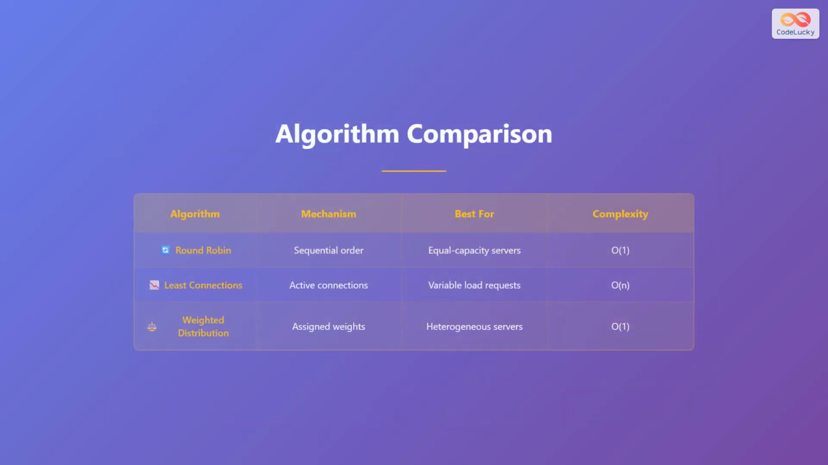Let's compare all 3 algorithms. Round-robin uses sequential order and works best for equal capacity servers with constant complexity of O(1). Least connections tracks active connections and suits variable load requests with O(n) complexity. Weighted distribution uses assigned weights and handles heterogeneous servers with O(1) complexity. Choose the algorithm based on your infrastructure characteristics and traffic patterns.